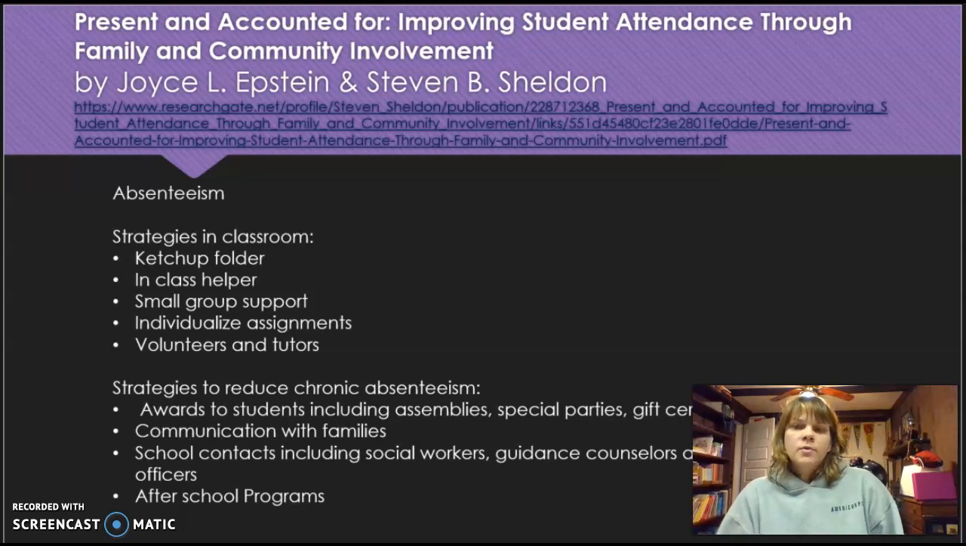Present and Accounted For: Improving Student Attendance Through Family and Community Involvement is the article that I read, and it outlines some of the reasons and measures that students and teachers can take to address absentee issues. The two that I believe are most effective are communication with families, reaching out and relationship building at the beginning of the school year with each of our families, and providing positive feedback so that when it's time to discuss important things like attendance, families are more willing to listen to the teacher, and understand why it's important for their student to be in school.